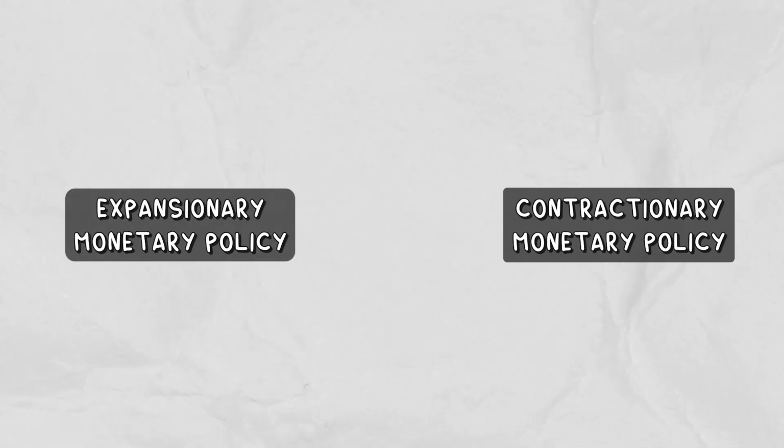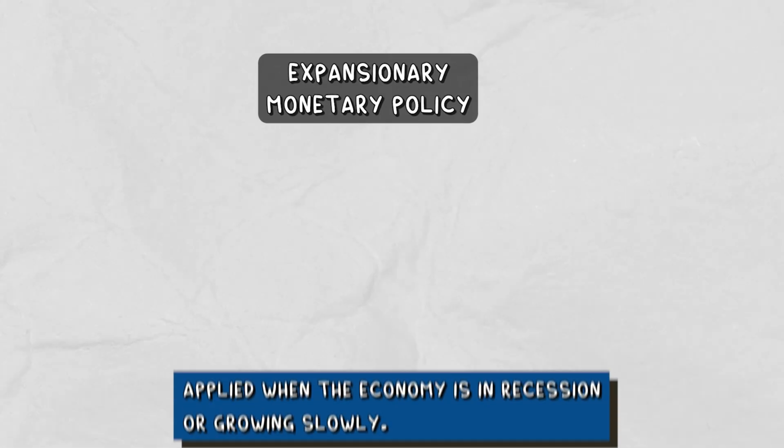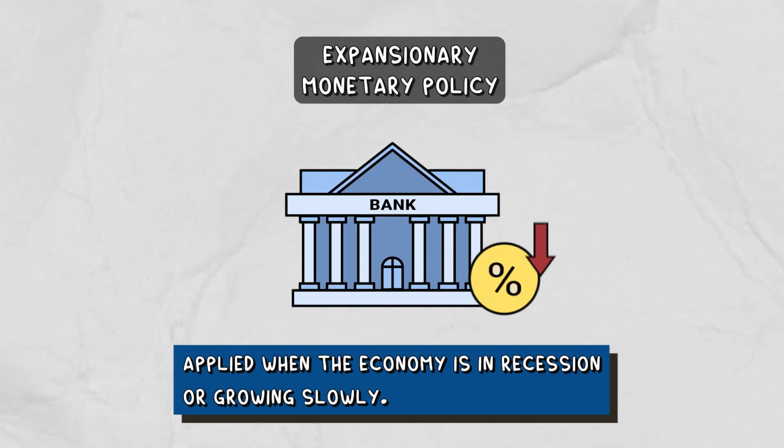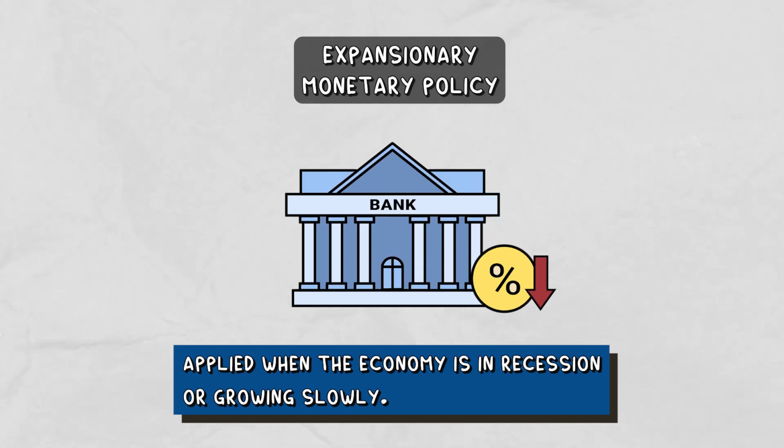There are two main directions for monetary policy: expansionary monetary policy and contractionary monetary policy. Expansionary monetary policy is applied when the economy is in recession or growing slowly. The central bank may decide to lower interest rates, reduce reserve requirements, or buy bonds in the open market. This increases the money supply, reduces borrowing costs, encourages consumption and investment, and helps boost economic growth.